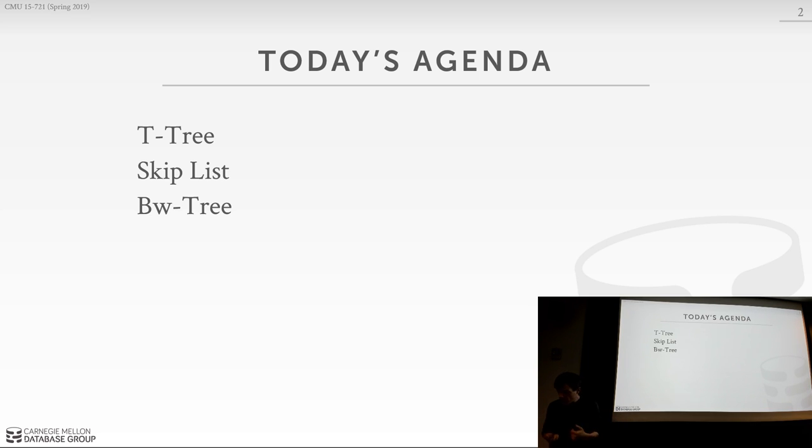Okay. So again, we'll spend most of our time talking about the BW tree, but to understand how certain design decisions they make in this, we've got to understand what they're doing up in the skip list.